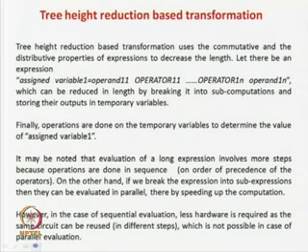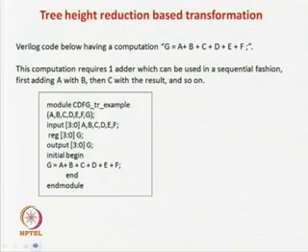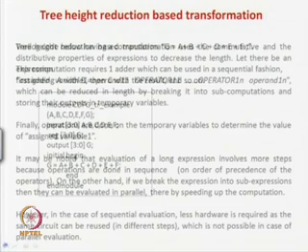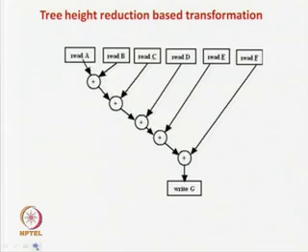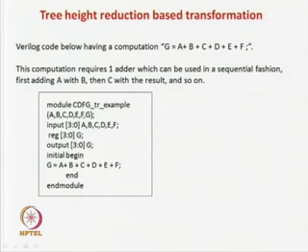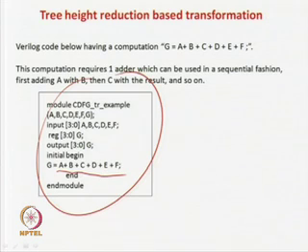Now, let us see. First we will go for this height reduction, and then we will see the theory behind it. Okay. Say for example, you have a computation like this. What is the computation? The computation is A plus B plus C plus D plus E plus A. So, it is a very long computation, and it is a very sequential kind of operation.